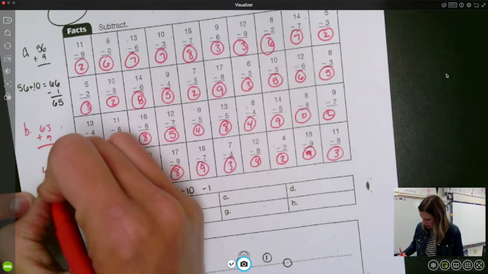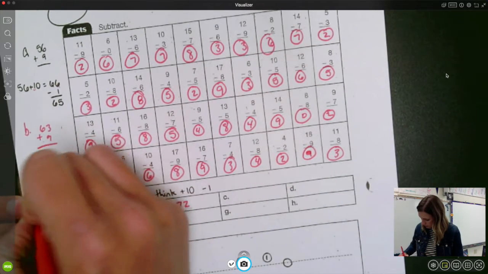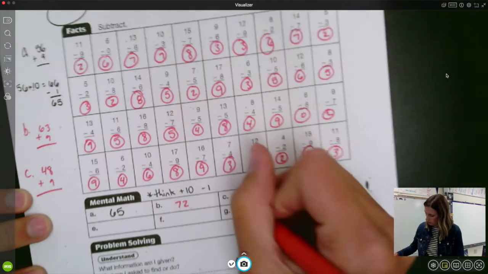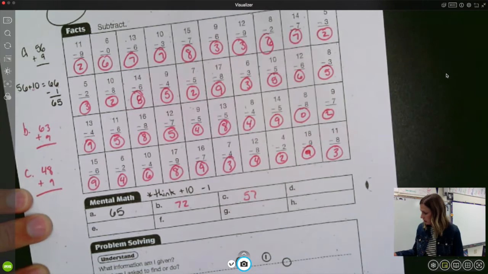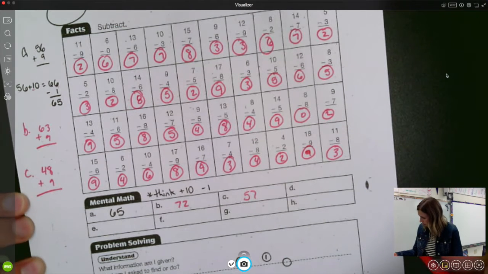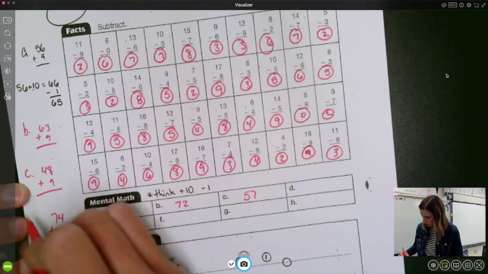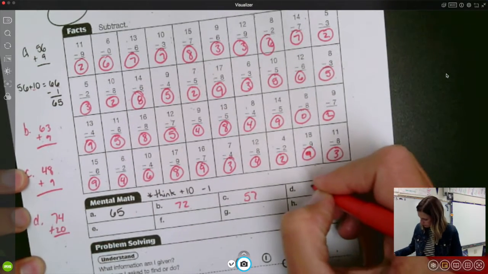C, 48 plus 9. 48 plus 10 would be 58. Minus 1 is 57. D, 74 plus 20. 74 plus 20 is 94 because 7 plus 2 is 9.